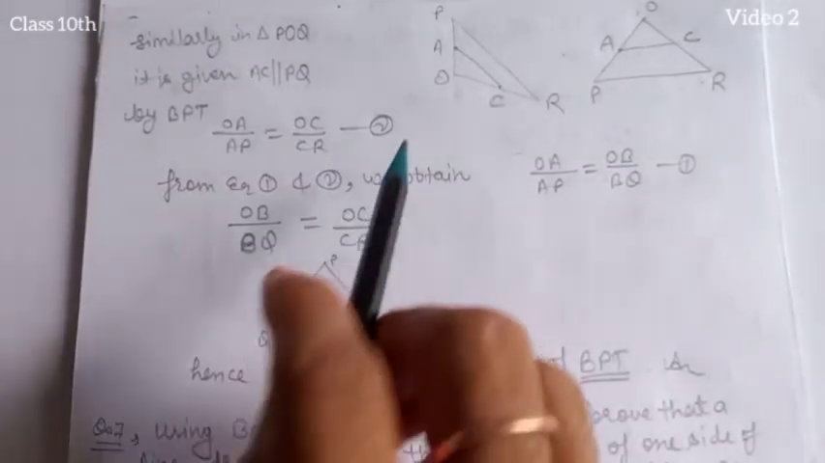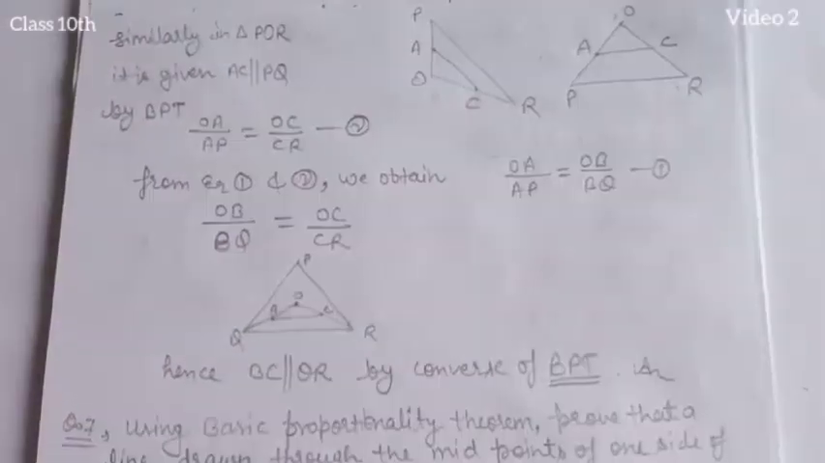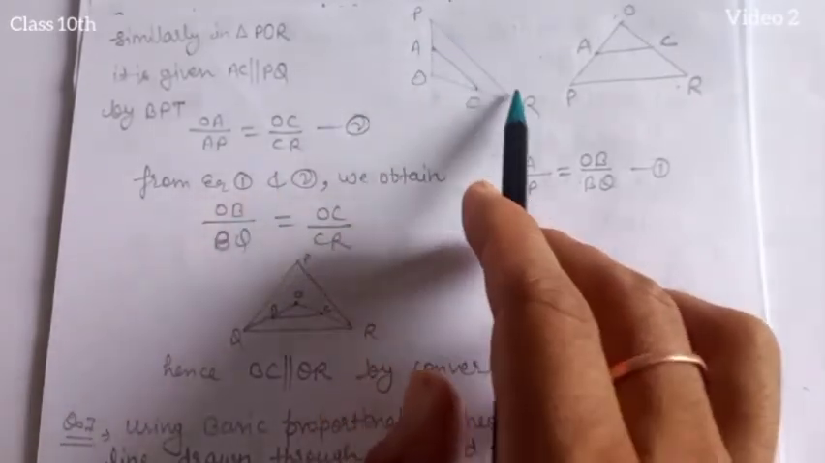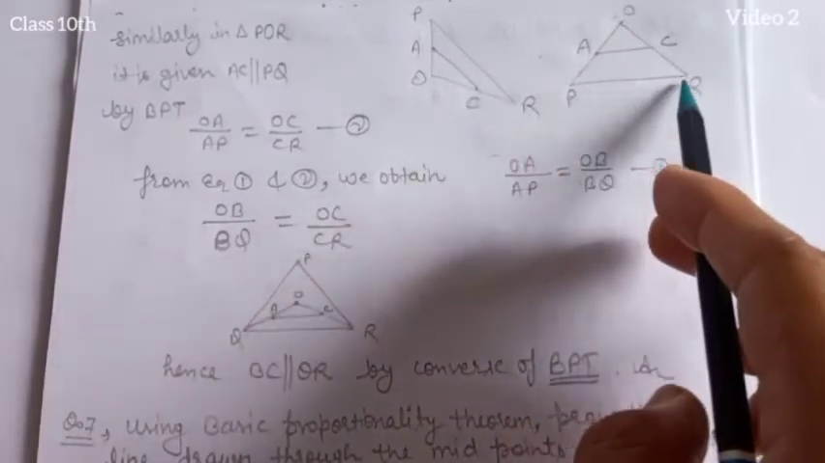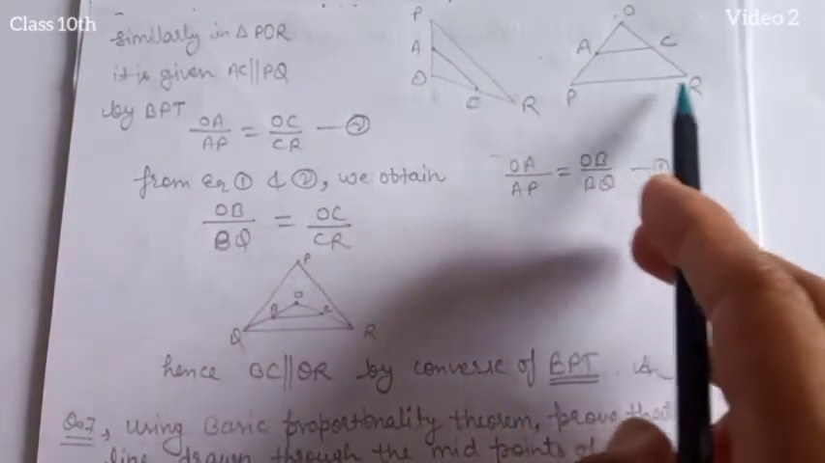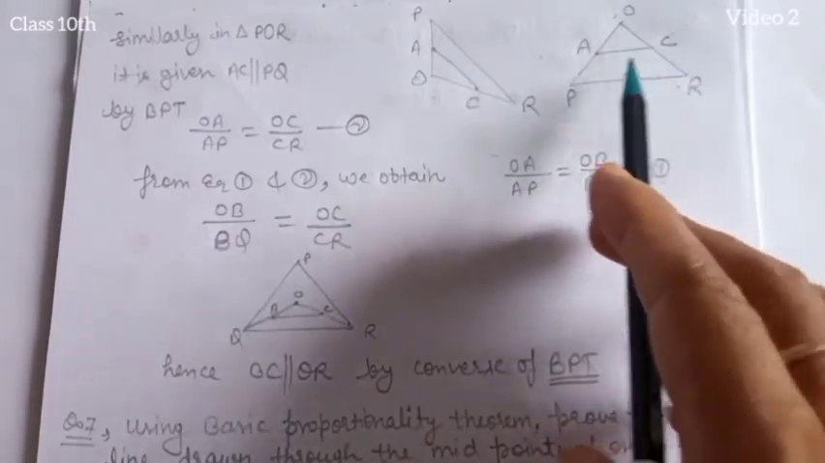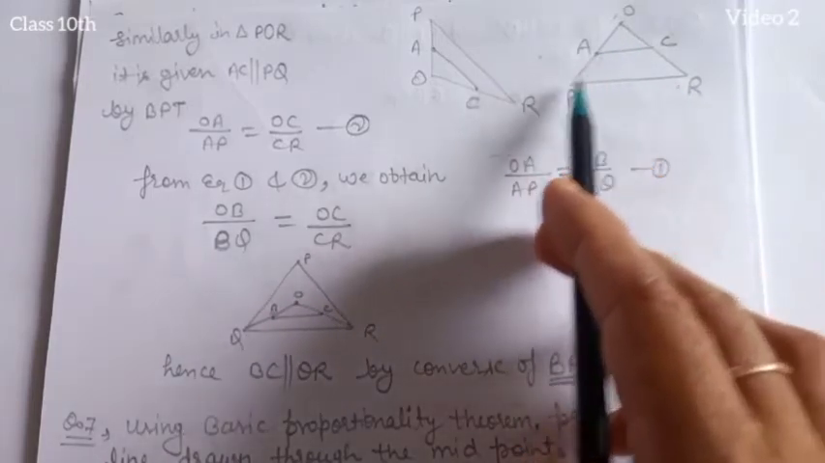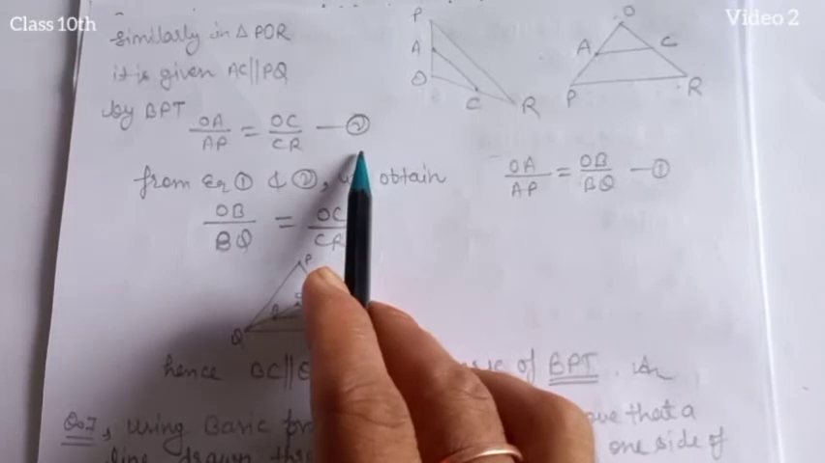Similarly in triangle POR, here AC is parallel to PR. It is given in the question. So we can now rotate it clockwise, then it can be shown as OPR. Okay, AC is parallel to PR. If AC is parallel to PR, then by using BPT again we can write the ratio of the sides is equal. OA upon AP is equal to OC upon CR. Mark it as equation 2.